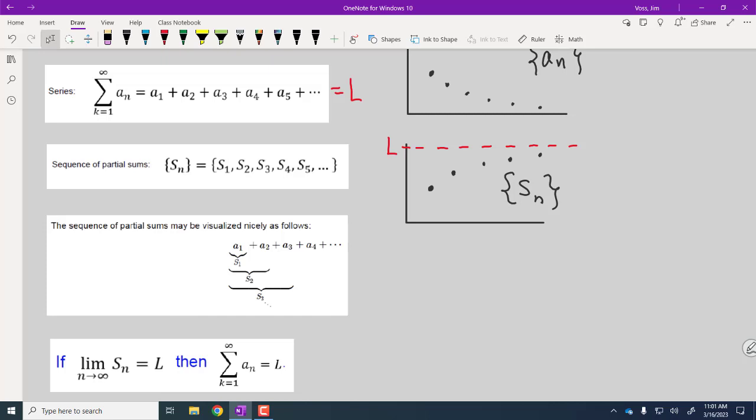So that's what it would look like in all cases where we have positive a sub n's and we have convergence. So the convergence of the sequence of partial sums is always going to be this increasing sequence with an upper bound. And a bounded increasing sequence will converge.